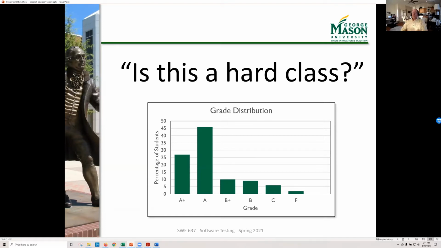So here are the grade distributions over the last 3 semesters. And you can see that it's not that hard to get an A in this class. But there's a non-zero number of B's, C's, and a couple of F's. So there is some work that you have to do.